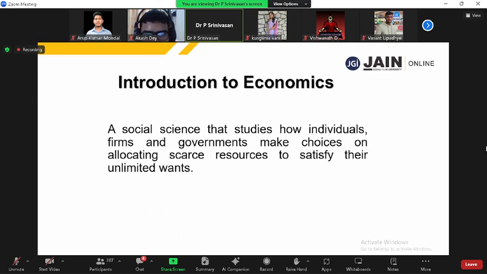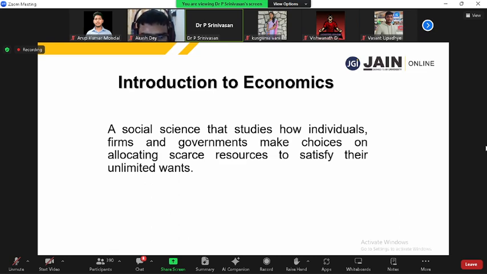If you take it especially in the context of social science and management, we are dealing with scarce resources, correct? So economics is a social science that studies how individuals, meaning you and me, the household, business firms, and the government make choices on allocating the scarce resources to satisfy their unlimited wants.